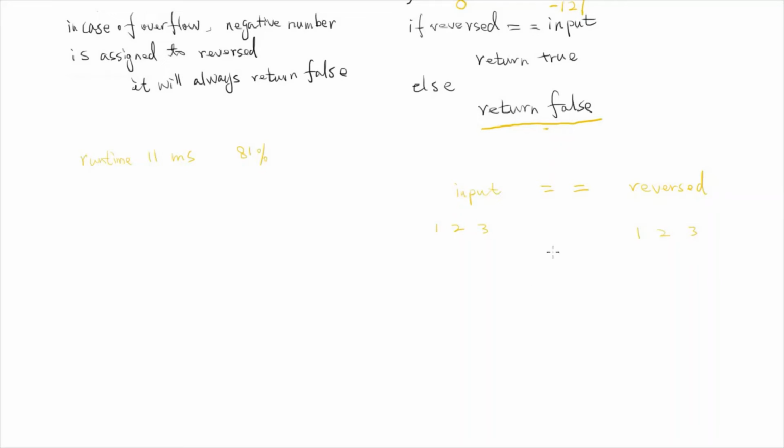Let's have another example. This time, our input is 1, 2, 3, 4, 3, 2, 1. Initially, the reversed is smaller than the input. We start our process by moving the first digit from input to reversed, then the next. At this point, the reversed is still smaller than the input. Then we continue the process.